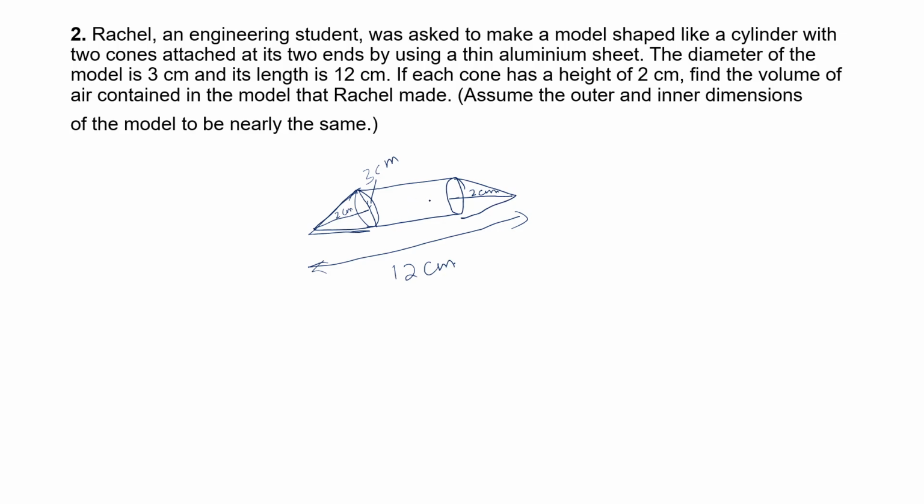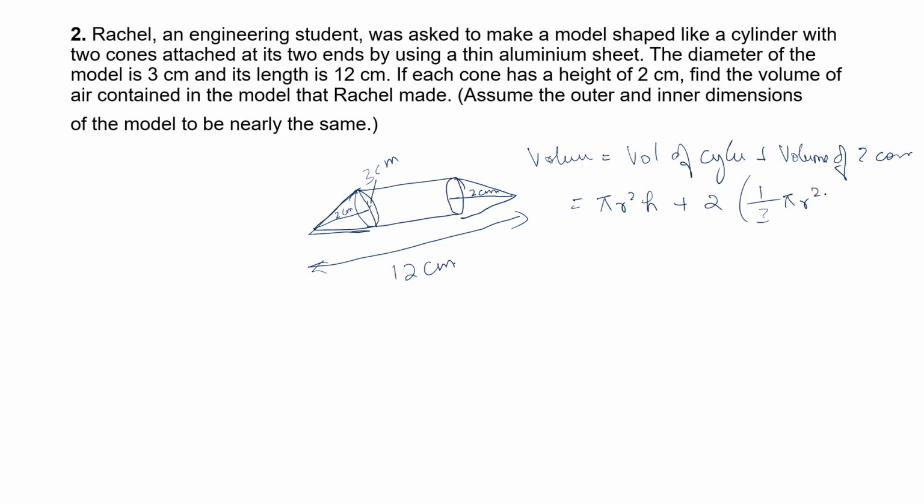So whatever is contained in the model, what is the total volume? Volume of cylinder plus volume of two cones on both ends, right? So volume of the cylinder is pi r square h, 2 times volume of the cone, 1 by 3 pi r square h. The radius is going to be the same for both the cone as well as cylinder. So it is 1.5 centimeter. Please note, diameter of the model is given. Always remember to check this one. You should not take r as 3 by mistake.